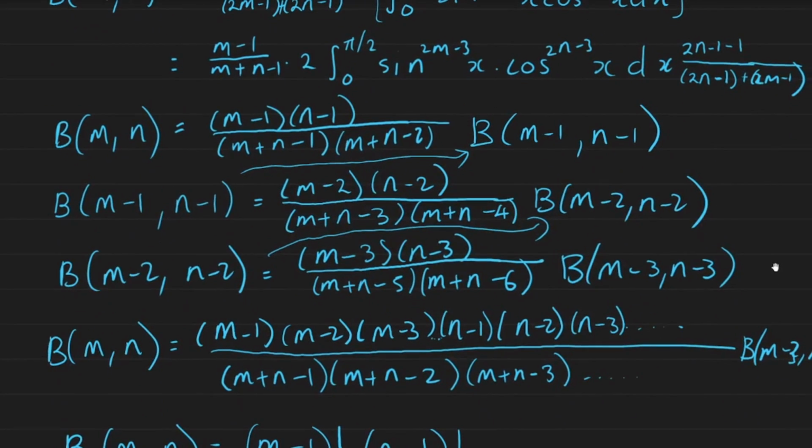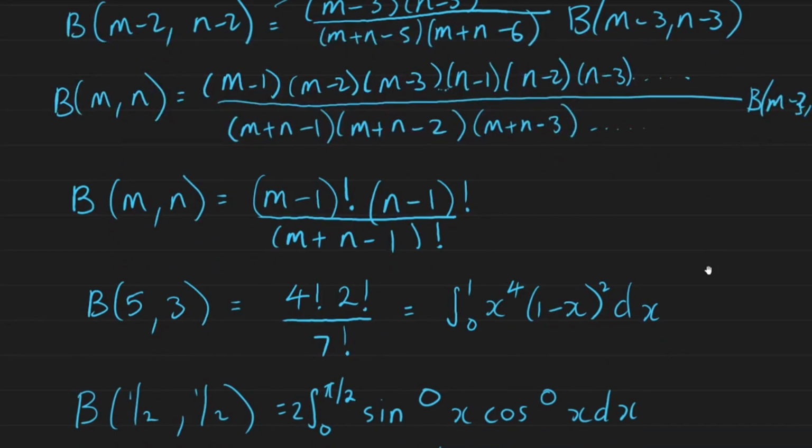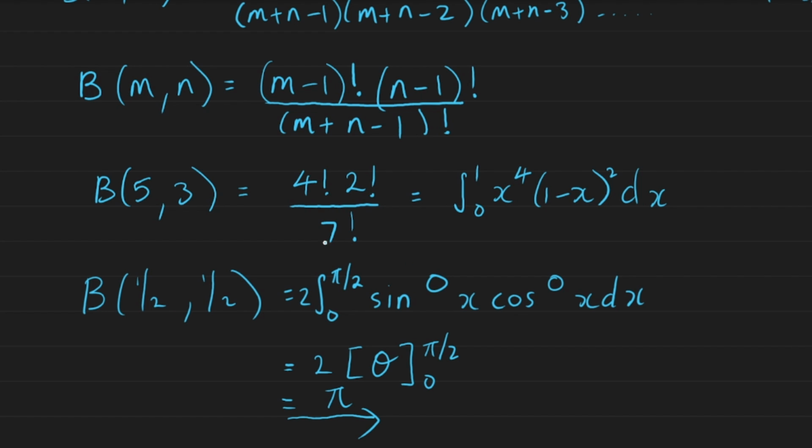And we had seen that all of this simplified to m minus 1 factorial times n minus 1 factorial divided by m plus n minus 1 factorial. And this is how we can compute the beta function for different integers of m and n.